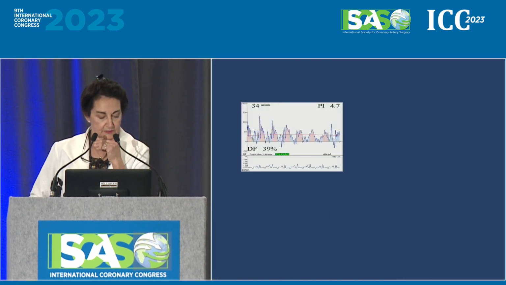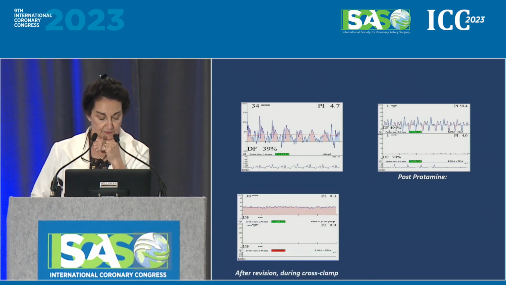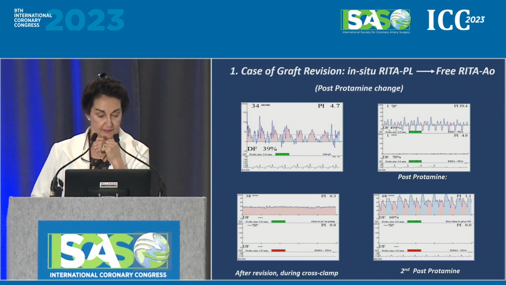Okay, flow's 34, that's okay. PI, well, that's a little bit high. So, oh my goodness, after protamine, PI goes to 59.4. Revise the graft, and this is after the second go after protamine. It looks a lot better. And yes, this is a case of graft revision: an in situ RETA to PL became a free RETA to the aorta.